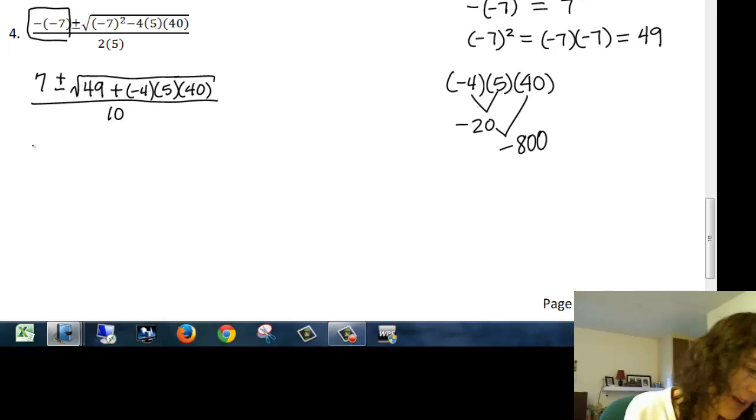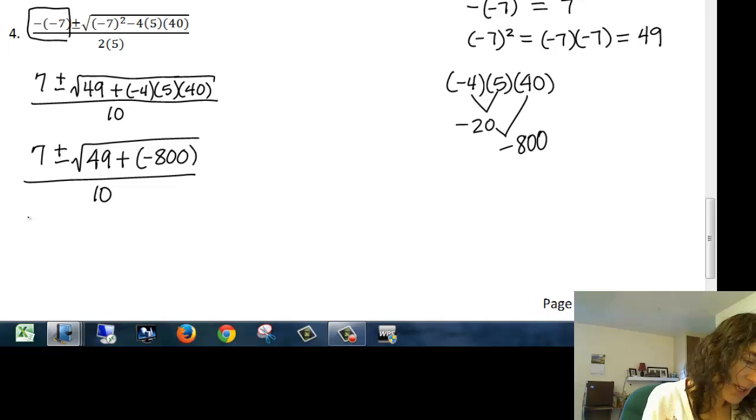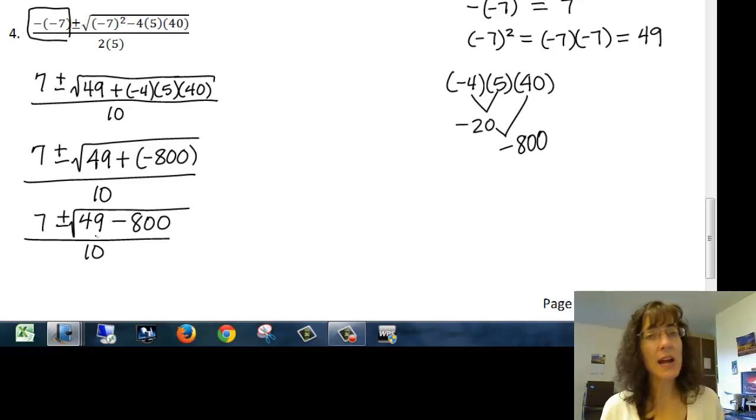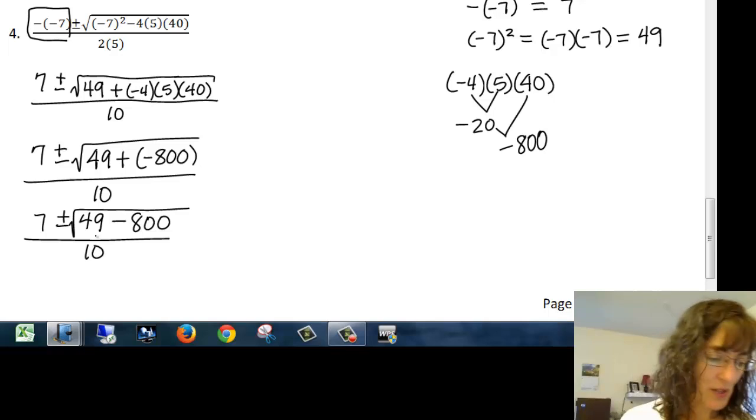So I want to rewrite. So I have 7 plus or minus square root 49 plus negative 800, or it's the same thing as minus, right? Over 10. I could rewrite that 7 plus or minus square root of 49 minus 800. And then remember, I have to take care of that subtraction before I can handle that square root. So I've got to do that.